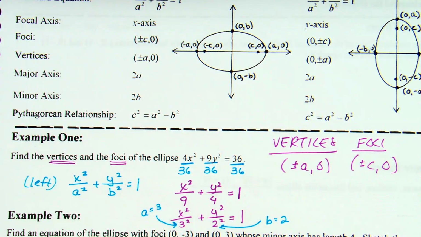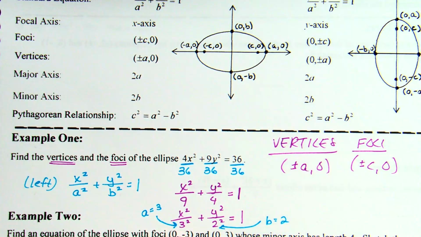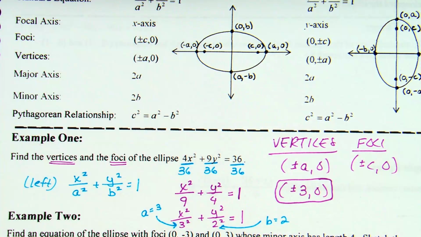Okay, are you guys okay with the fact that I wrote down vertices are plus or minus a, 0 and foci are plus or minus c, 0? Okay, can you tell me your vertices? 3, 0 and negative 3, 0? Because what is A? A is 3. So my vertices, you can actually write plus or minus 3, 0. That would be equivalent to writing 3, comma 0 and negative 3, comma 0. Okay. What are my foci?